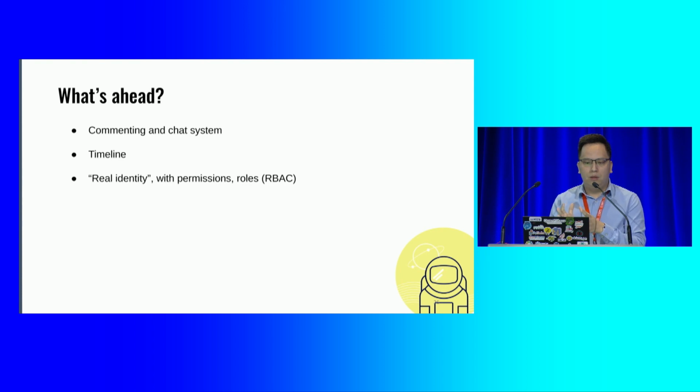And these are some elements we will work on in the near future. The first is a commenting and chat system, similar to JupyterCAD, but we will add it to JupyterLab to allow users to comment on a notebook. And we also will add the timeline, like David already said, a graph of history, so we can come back to any point in the past of the notebook. And we also want to have real identity to identify the user and to have more control on reading and writing rights on a notebook.